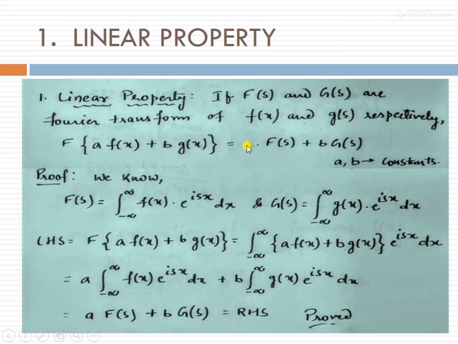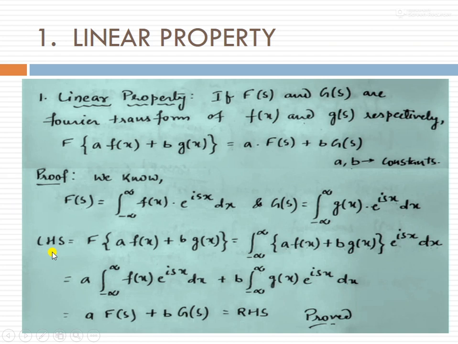So the linear property becomes: the Fourier transform of a f(x) plus b g(x) equals a F(s) plus b G(s), where a and b are constants. We know that the general formula for Fourier transform can be written as F(s) equal to the integral from minus infinity to plus infinity of f(x) e^(isx) dx and G(s) equal to the integral from minus infinity to plus infinity of g(x) e^(isx) dx.